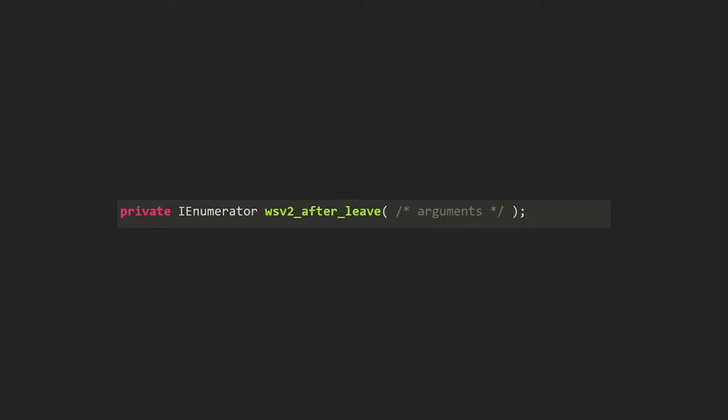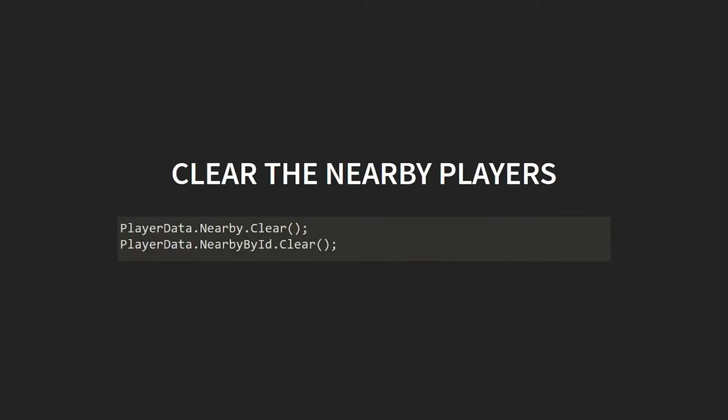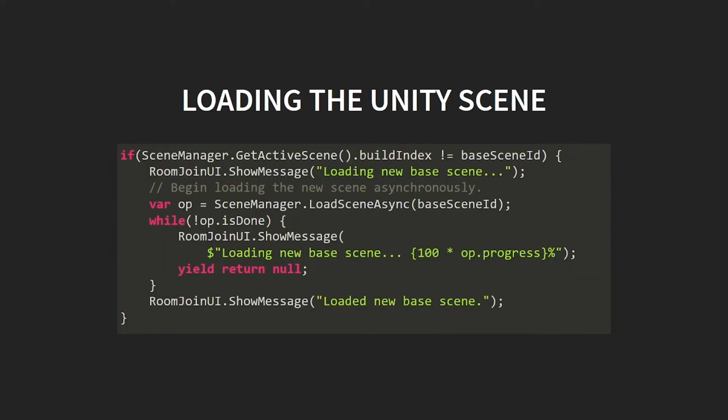Now, the function WSV2AfterLeave does all the heavy lifting for the entire room loading system. We're going to go through it in steps because it's impossible to fit this entire function on screen at a time. First, we clear the lookup tables and arrays of nearby players in the room. Next, we instruct Unity to begin loading the scene. Then, every frame, we check if the operation is done. If not, we display the percentage it's loaded and wait until the next frame. Once the operation is done, we inform the user and keep going.